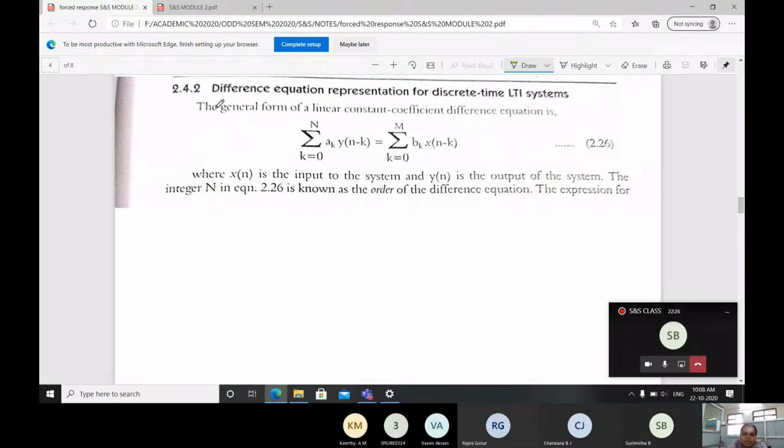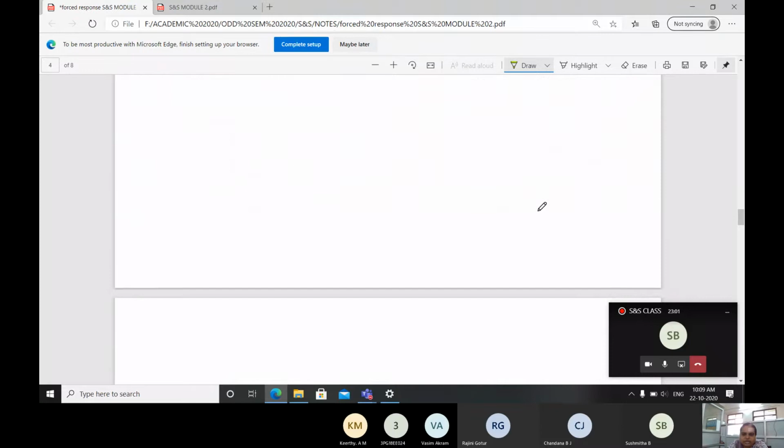Okay, difference equation representation for discrete time LTI system. The general form is going to be taken as summation k is equal to 0 to capital N, a_k y of n minus k, that is equal to summation k is equal to 0 to M, b_k x of n minus k, where x of n is the input to the system and y of n is the output of the system. The integer capital N is known as the order of the difference equation.